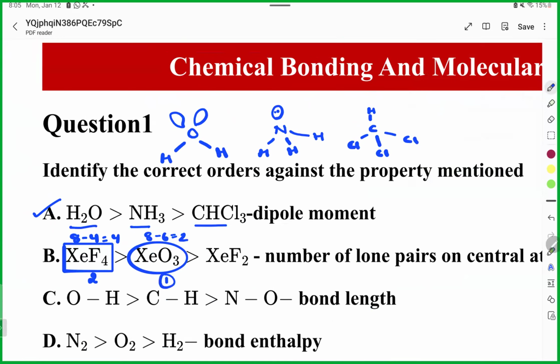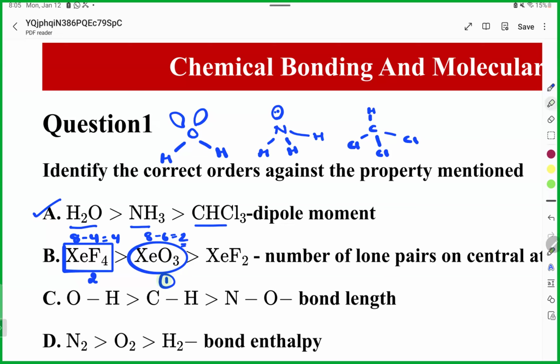Any doubt? Chandana? Total valence electron is 8. 3 oxygen form double bond. That's why 6 bond pair. Correct? Yes. Like 3 bond pair, but 6 bond pair electron. So bond pair electron will be 6, lone pair electron will be 2, lone pair will be 1.